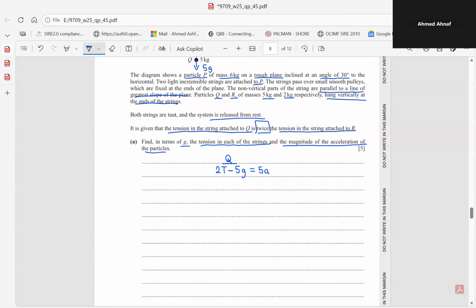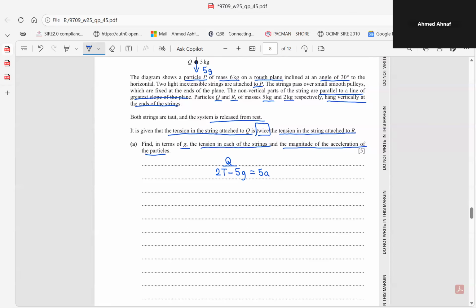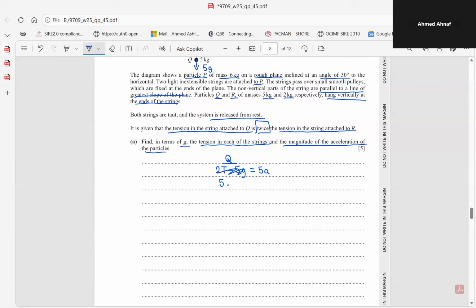I'm using Newton's second law here. So it's supposed to be 5G minus 2T equals 5A. And then I'll just make A the subject. You'll get 5G minus 2T over 5. This would be G minus 2 over 5T. So this is the first equation.